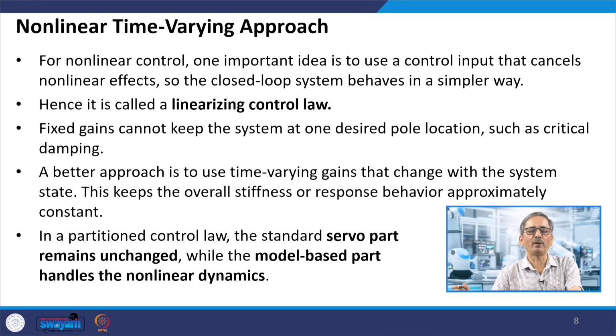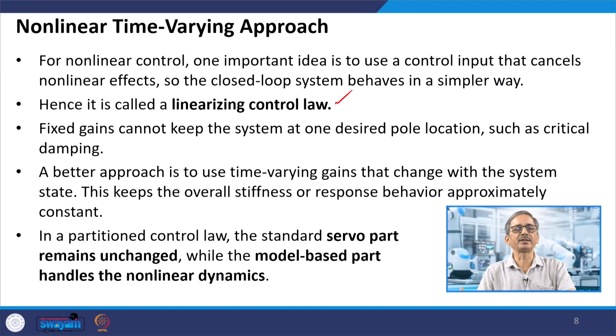So, what could be the nonlinear time varying approach? For nonlinear control, one of the important ideas which we are going to see is: can we have a control law such that the nonlinearity in the model is cancelled by that control law, so that the closed loop system becomes a simpler one? That is why we call this approach the linearizing control law.